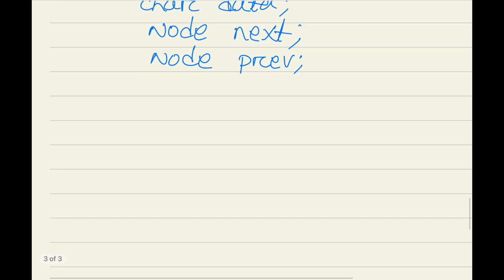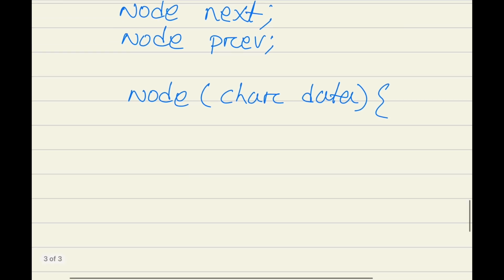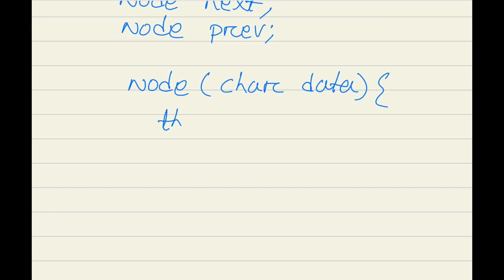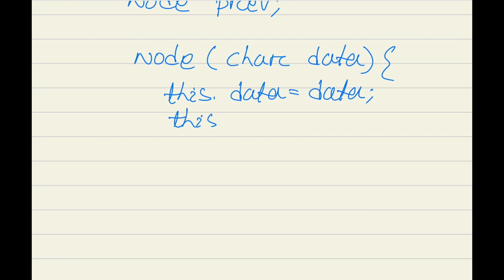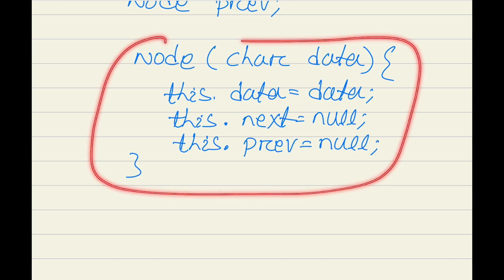Now you can use a constructor for initialization of the node. So you can write node and pass the character value as a parameter for the constructor, and here we can write this.data equal to data, and if you want to initialize next and previous you can write null, or you can give some values also, no issues. Okay, so end of constructor. So this one is the constructor for the node class.